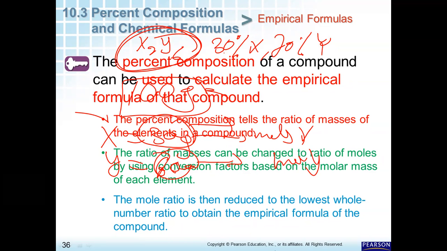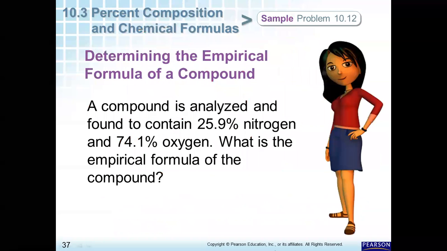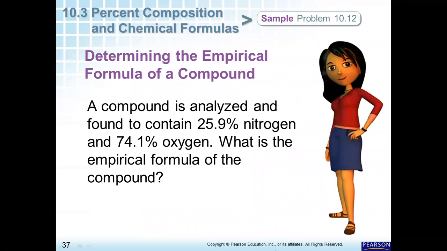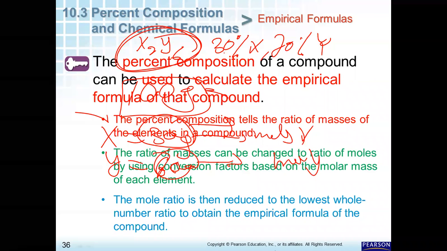Third step, I will divide both by the lowest. Let's suppose this one was, for example, 0.6 and this one was 0.3. Then which is the lowest? This one. Divide both of them by 0.3.